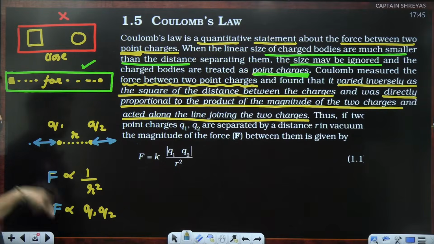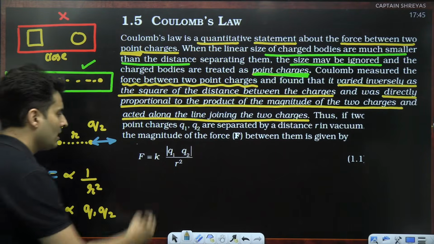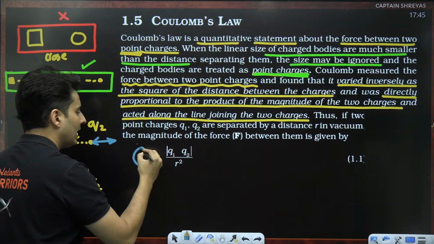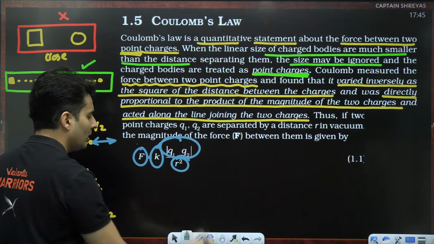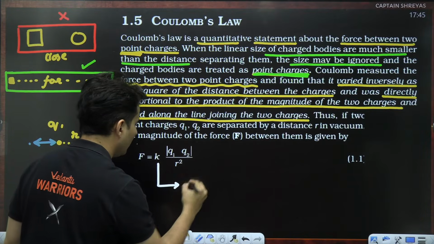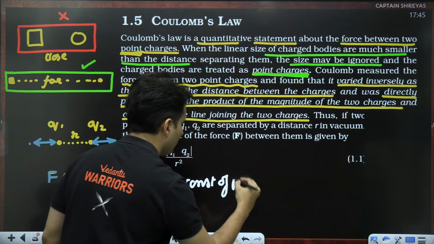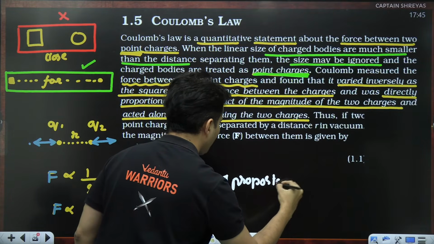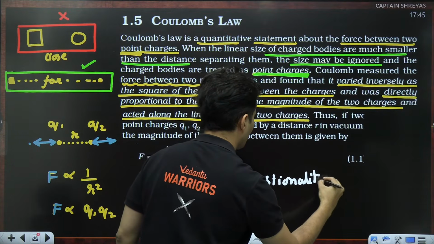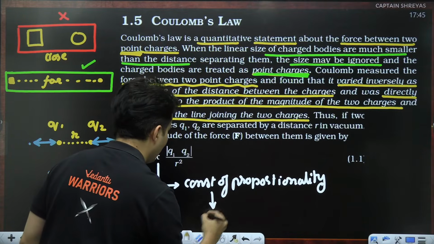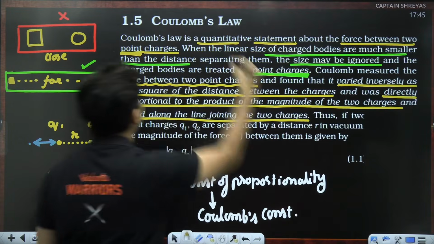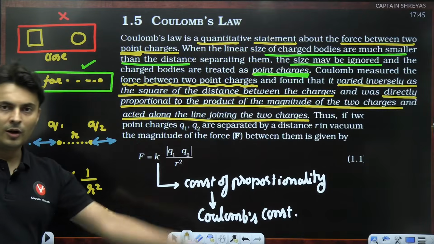Is that clear? So when you combine both of them, it is directly proportional to Q1, Q2 and inversely proportional to R square. You will see that the force is some constant into Q1, Q2 divided by R square. This constant is our constant of proportionality, which is basically called Coulomb's constant, because this law is given by Coulomb.